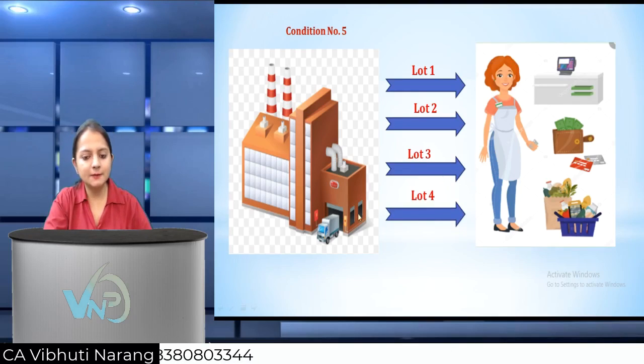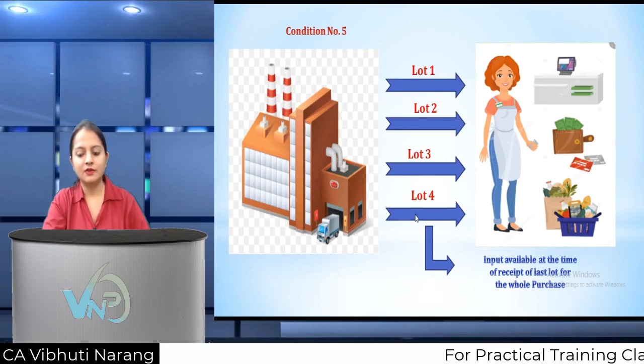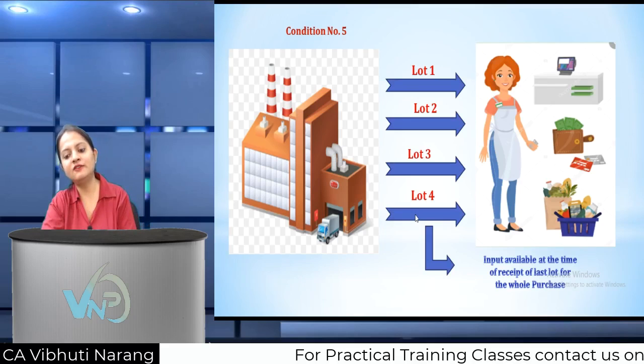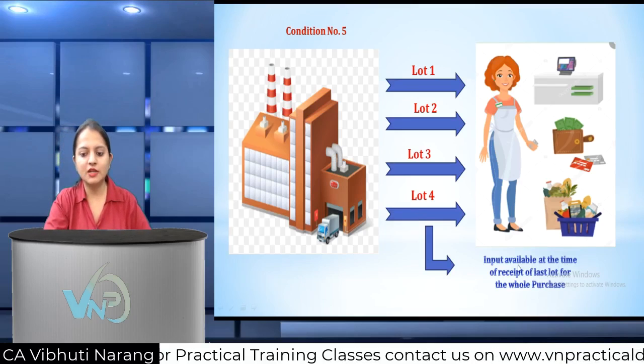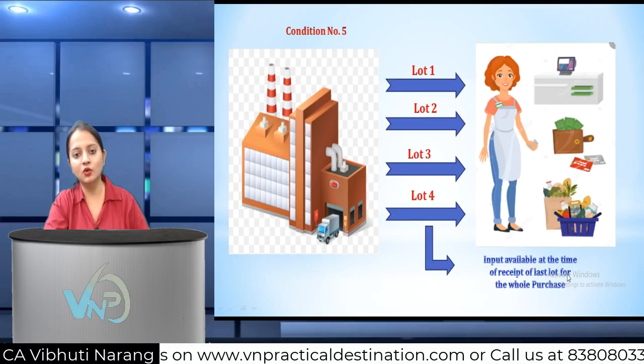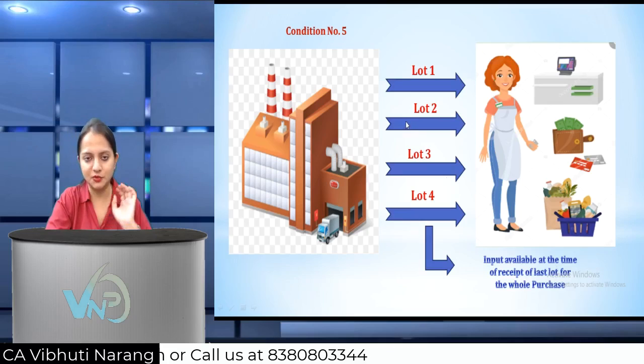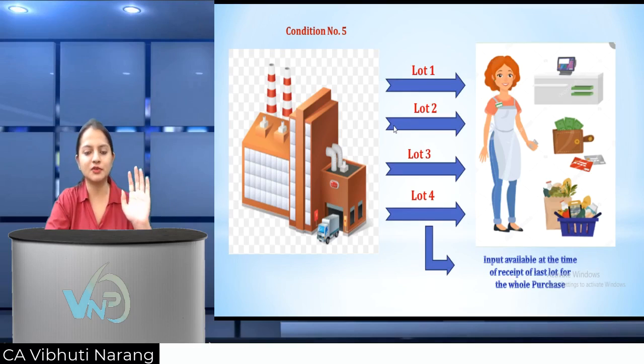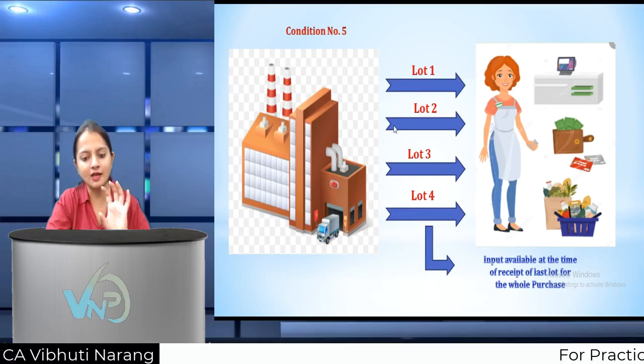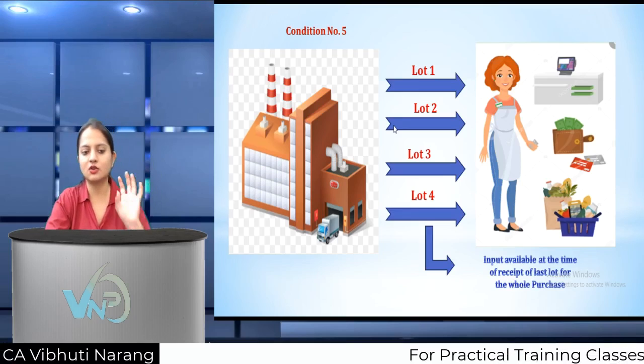So how the input is to be availed in such case? The input is available when the last lot is received by the buyer. So input is available at the time of receipt of last lot for the whole purchase. Means when the first lot was delivered for 5,000, input was not available, not at the time of second lot, not at the time of third lot, but at the time when the last installment or the last lot is received by the buyer.